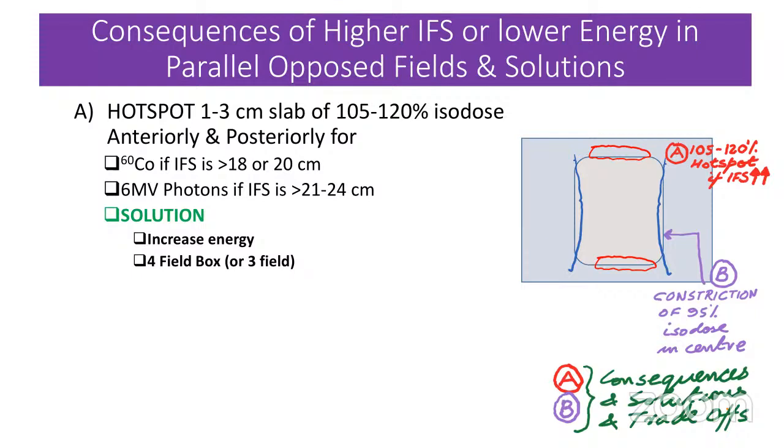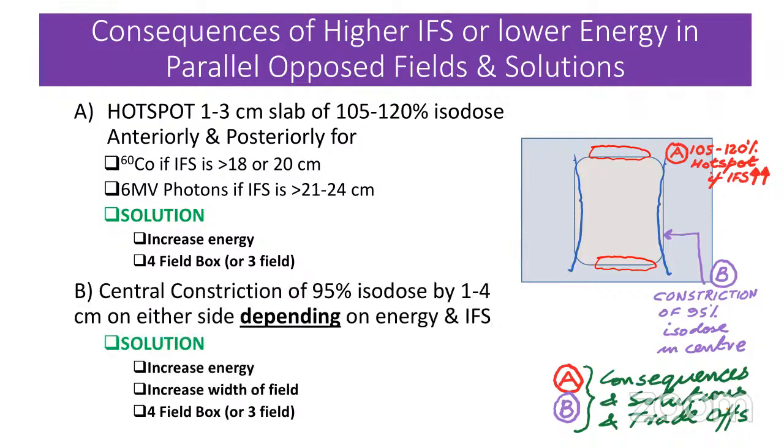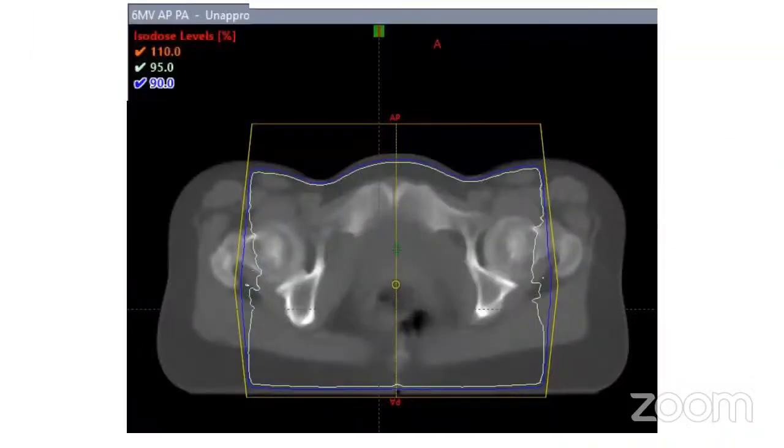And for the constriction of the 95% isodose, which could sometimes occur with low energy and high separation, it could be up to 3 or 4 centimeters inside. So the solution depends upon it: increase the energy, increase the width of the field, or you use a 4 field or a 3 field box. When you use that you will take care of the constriction. Increasing the width of the field looks very simple, but you're also irradiating more normal tissue.